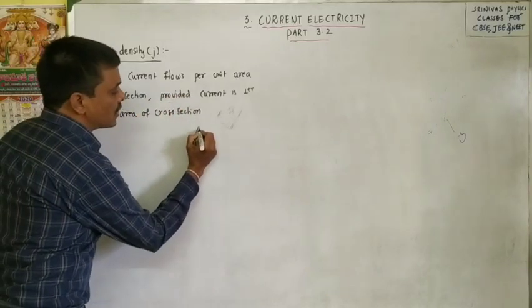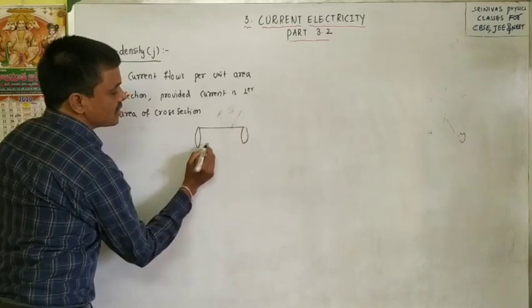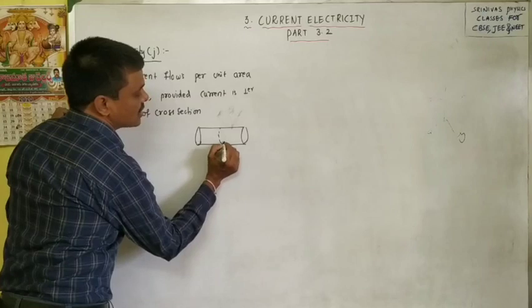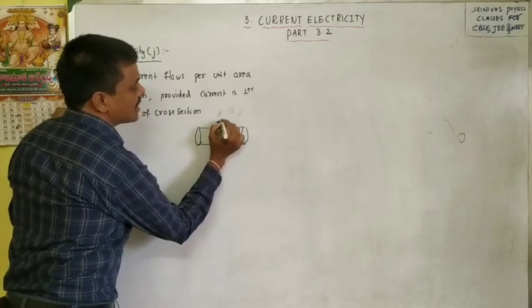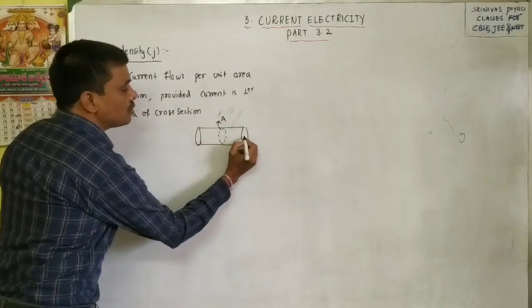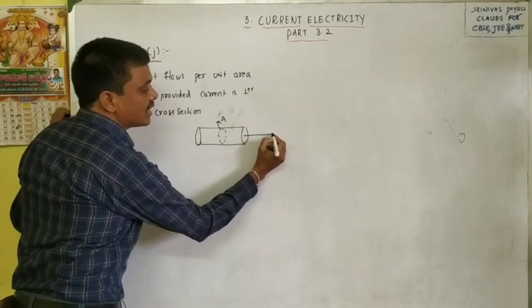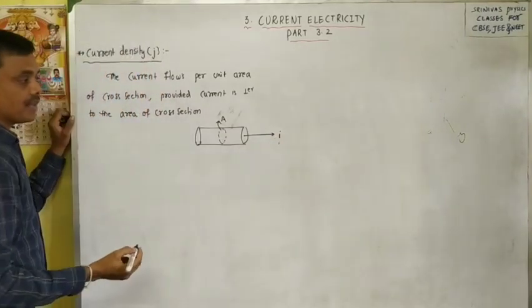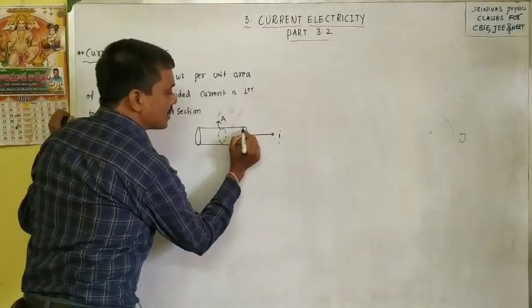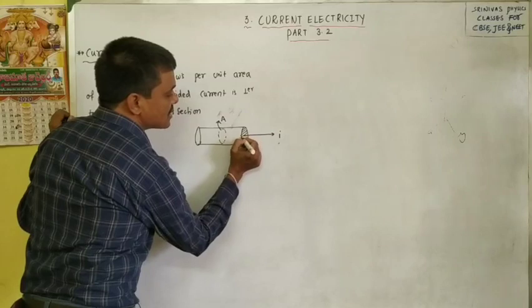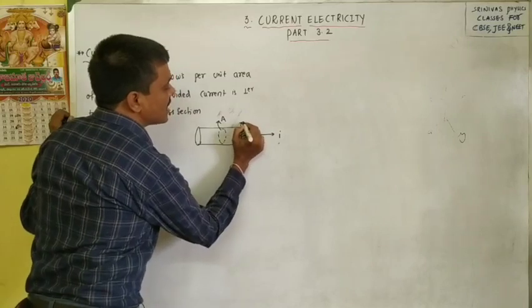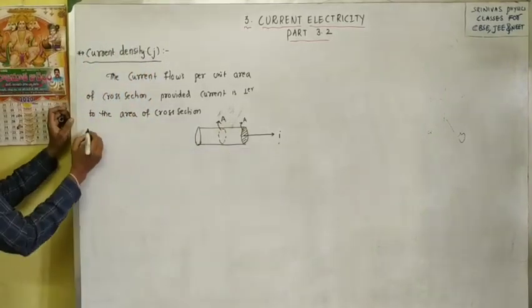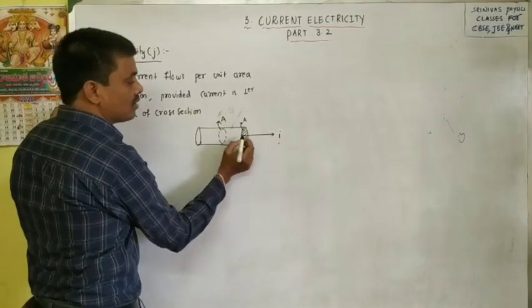For example, this is a wire, right? Now its cross section is this one, in the circle shape. And now the current, for example, flows this side. This is the direction of the current. And this is the surface area, A. Now the current is perpendicular to the surface area.